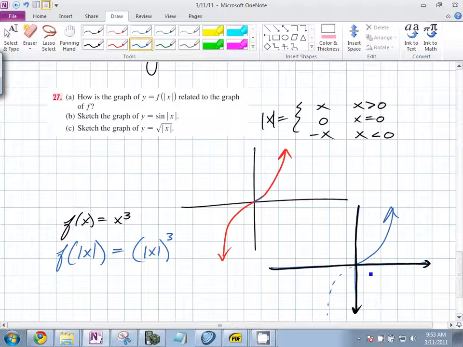It's going to look like that. It's going to be steeper than x squared. Is it going to be this? Is that graph going to be symmetric right there?